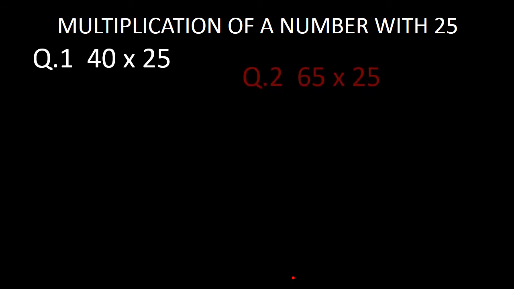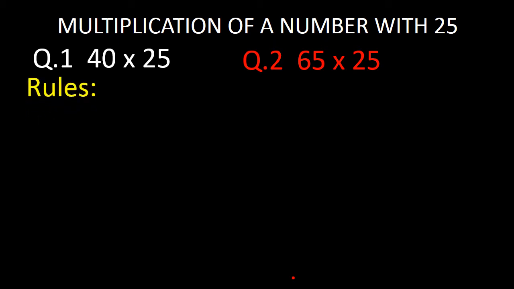You look here. Here I'm going to give you two questions. Question number 1 is the multiplication of 40 with 25, and in question number 2 we have multiplied 65 with 25. Now you look here. We haven't multiplied, we have just done another process of multiplication. We have done division. But first of all I have to give you some rules about the multiplication of 25 by a strange method.